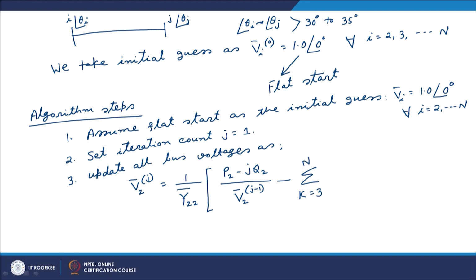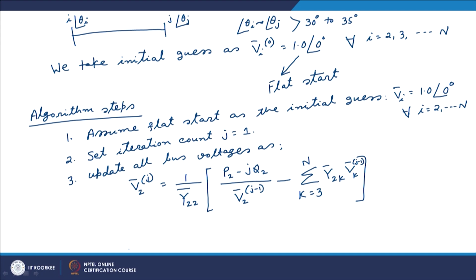3 to n, V2, sorry, it would be Y2k Vk, it would be j minus 1. J minus 1 means that here also we are simply taking the initial value, j minus 1 is equal to 0. So here also we are taking the initial value.